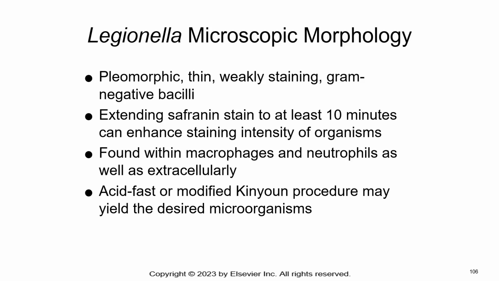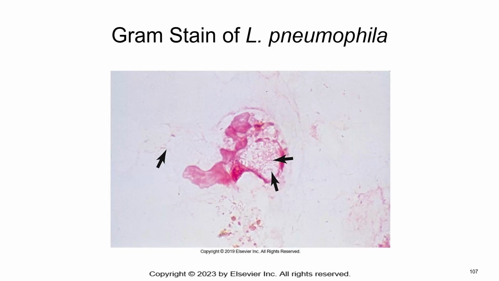The microscopic morphology is listed here. Acid-fast or modified Kinyoun procedure may yield the desired organisms. You can see how difficult it is to see this. So the untrained eye would just look at this and be like, oh, yep, it's just loosely staining cells. But then when you start to look a little bit closer inside, you can see the shape of the bacterial cells.